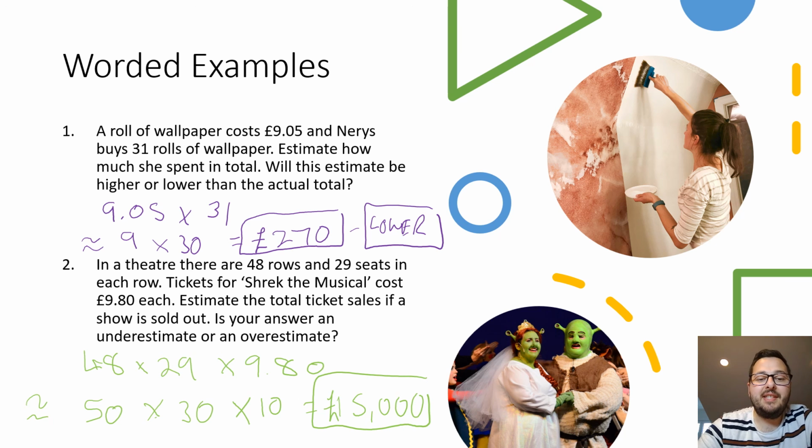Great. Now it says, is your answer an underestimate or an overestimate? Now this is similar to what we asked in the previous question. An overestimate means your answer is higher than the actual figure. An underestimate means your answer is lower than the actual figure. Now, again, with all of these, we've rounded up, haven't we? 48, we rounded up to 50. 29, we rounded up to 30. And 9.8, we rounded up to 10. So this is going to be an overestimate.